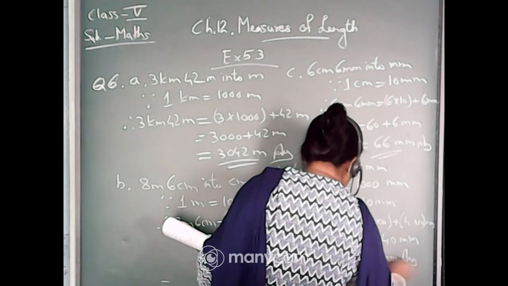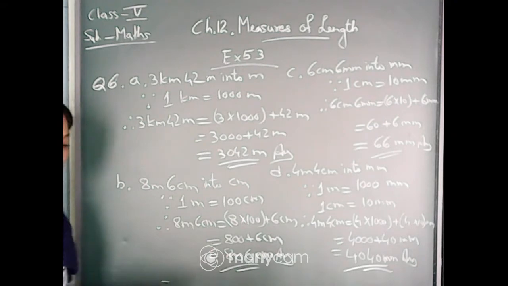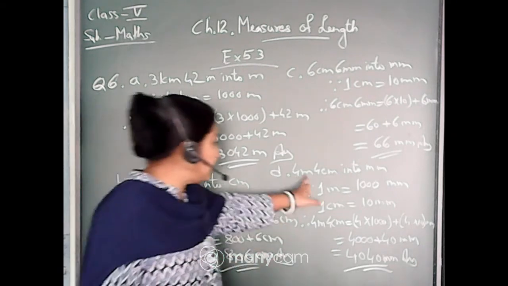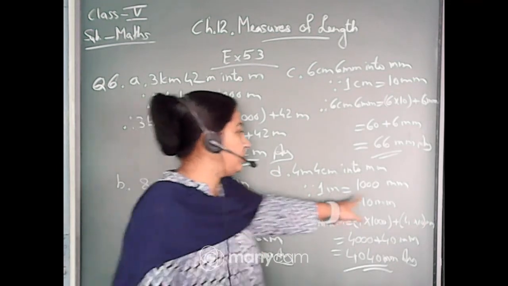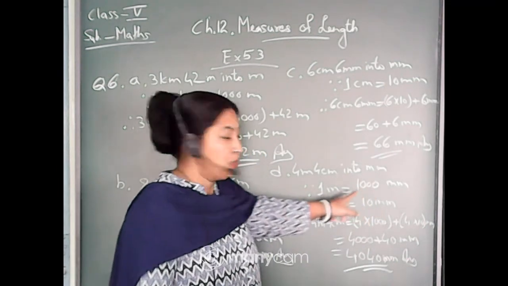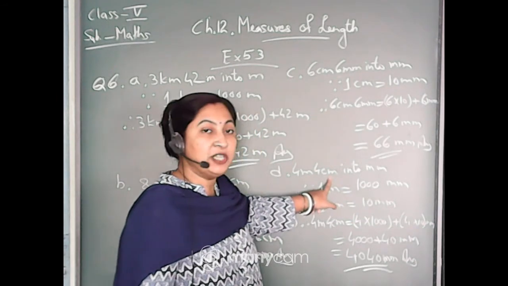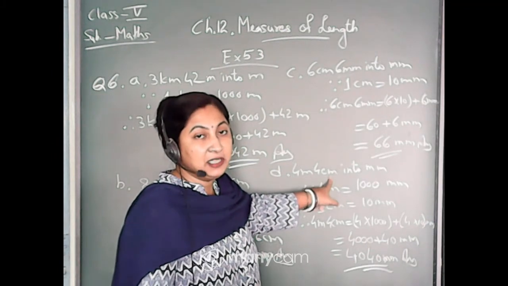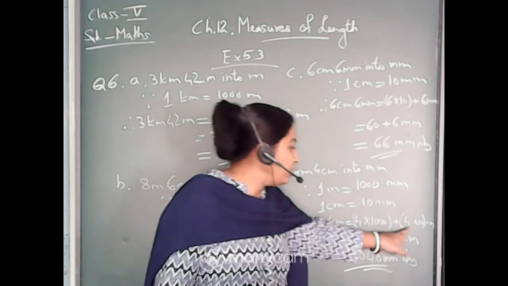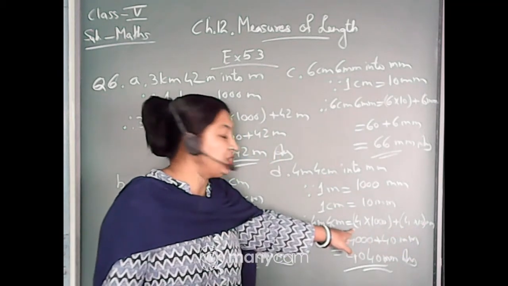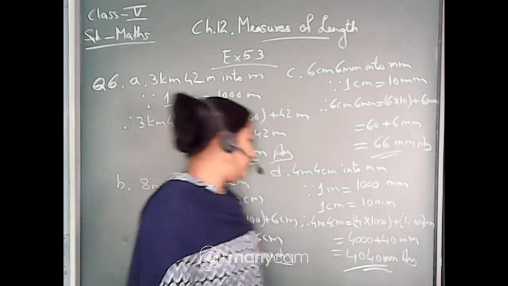See, this question is a little bit tricky. The two things we are changing, the meter as well as centimeter, both to millimeter, since we know 1 meter is equal to 1000 millimeter. So 4 meter means 4 into 1000. Now this centimeter also you have to change into millimeter, isn't it? We know 1 centimeter is equal to 10 millimeter, so I have written 4 into 10. So this whole thing is now changed into millimeter, and after calculation we get 4040 as the answer.